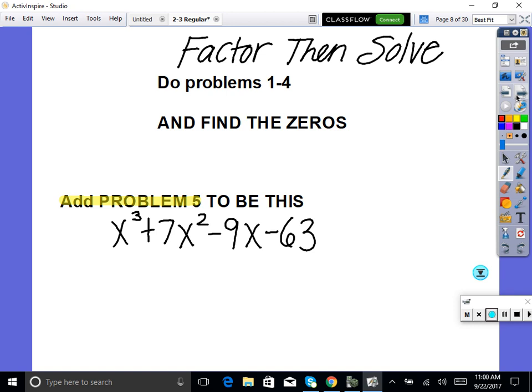Okay, ready? Go. Do problems 1 through 4. You're going to factor them and find the zeros. And then here's a problem number 5 I want you to add on just to the side somewhere. So once again, we just learned how to solve a polynomial by factoring it down to its linear factors if possible. There's factoring by grouping so far, and there's factoring out a greatest common factor. And then of course, factoring a quadratic if possible.